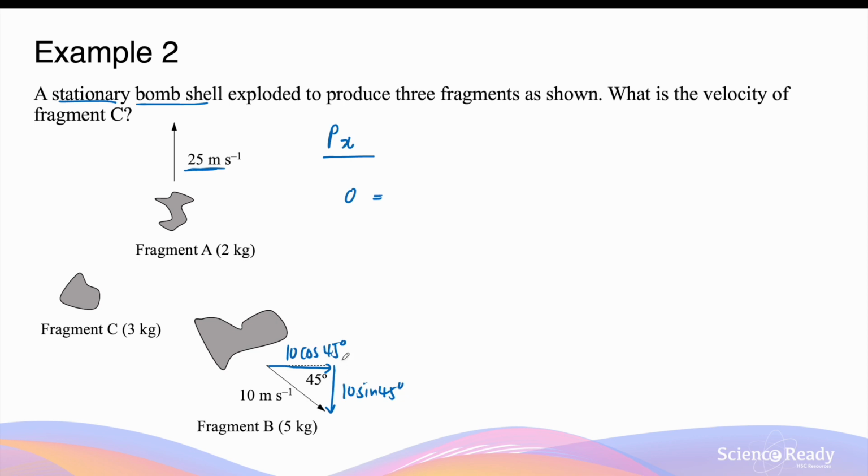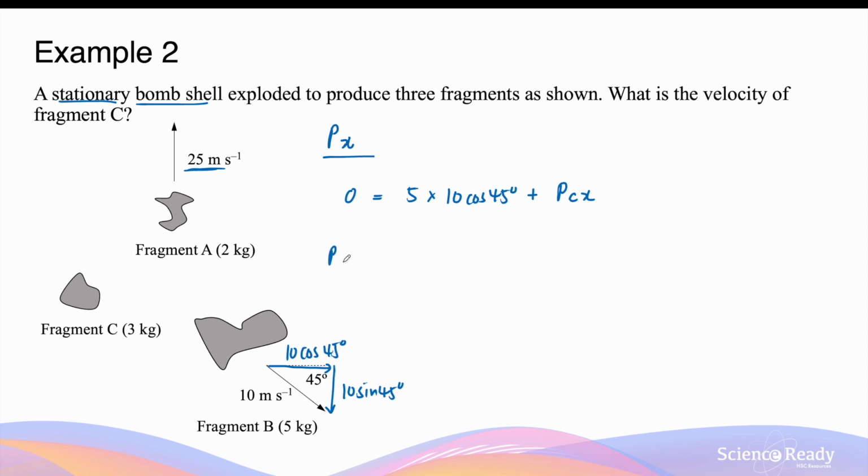We can then use these velocity vectors to find the momentum in the x and y directions respectively. Since we're looking at only the momentum in the x direction, for fragment B, its momentum will be its mass of 5 kilograms multiplied by its velocity in the x direction, which is 10 cosine 45 degrees. And since we're finding the total momentum, we need to add this to the momentum of fragment C. Let's call this PCX, the momentum of C in the x direction.